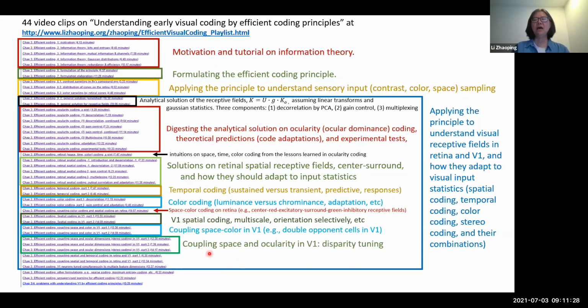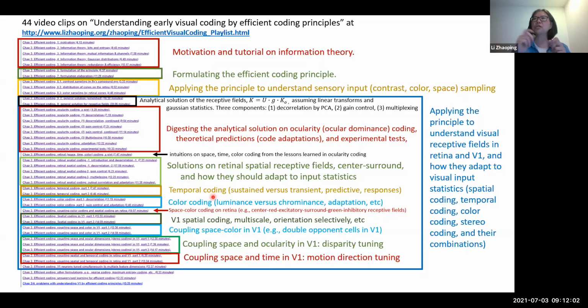And how about we do not couple space with color, but space with ocularity. Ocularity is the left eye and right eye. So space is where things are in visual space, and eye is which eye is the input. Put these things together, and you not only have ocular dominance, you also have disparity tuning. And so how does disparity tuning come out from this? And then you can also couple space with time. Previously, we only had space, we only had time. But if you put them together, that's motion.